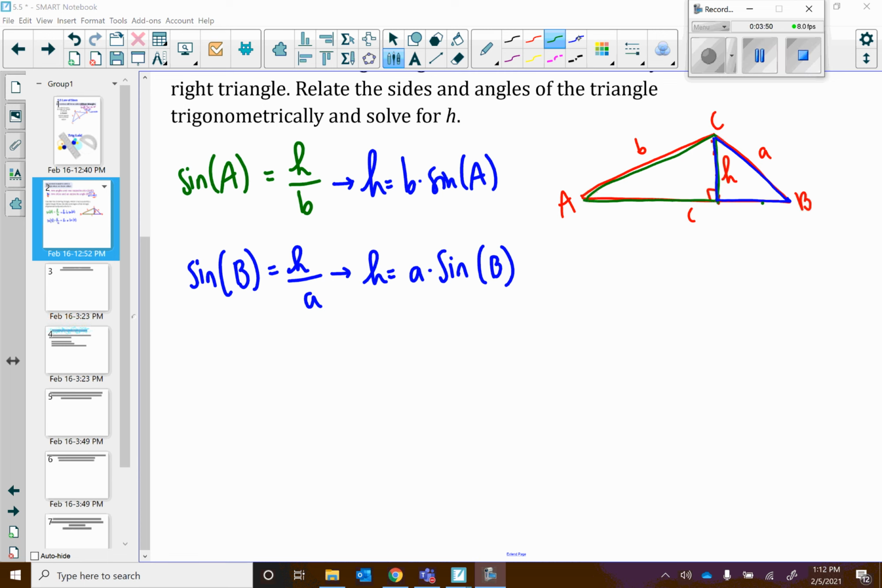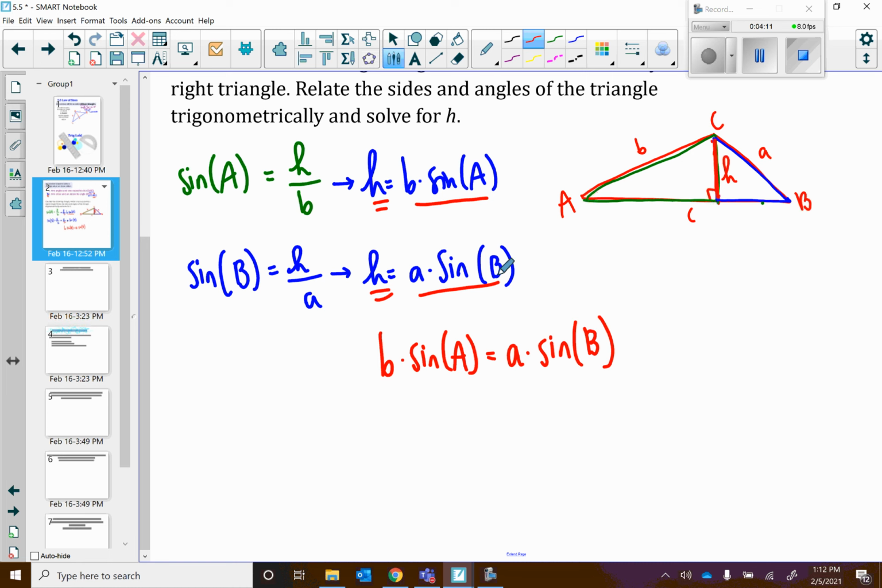I just solved these both for H, and because H is the same segment here, I can set these two things equal to each other. B times sine of A is equal to A times sine of B, right? Because H is equal to H. I'm linking these pieces right here.